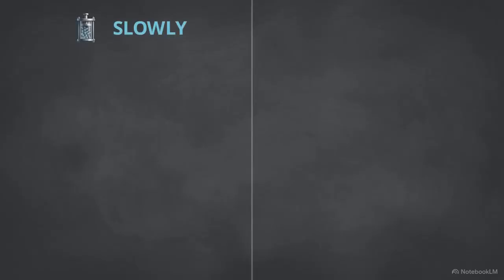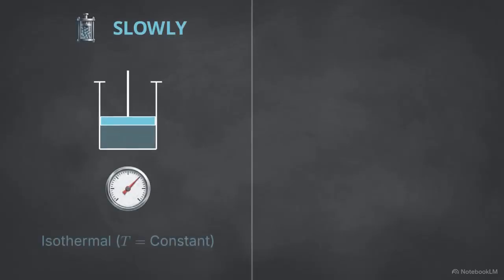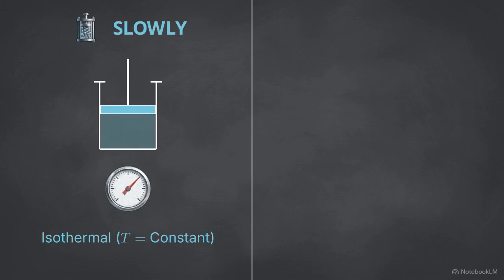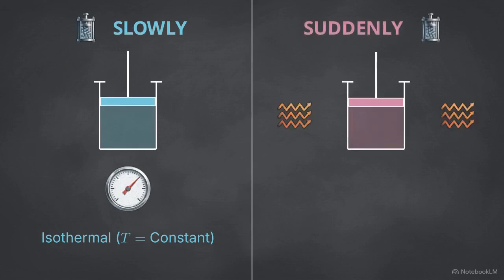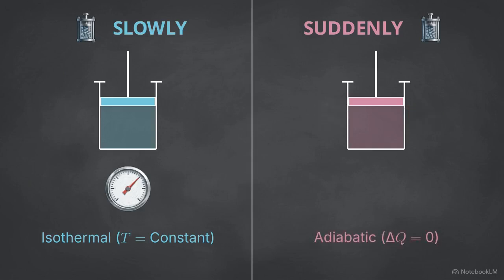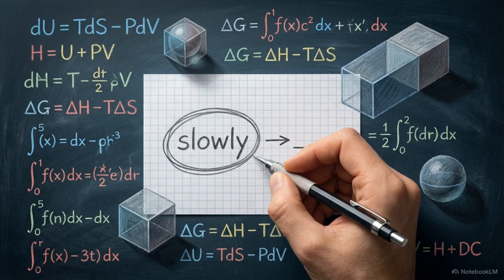If a gas expands slowly, it signifies an isothermal process where temperature remains constant. Conversely, if a change happens suddenly, there's no time to exchange heat. This is an adiabatic process where delta Q is 0. Identifying these technical indicators in the text is the necessary first step before writing your equations.